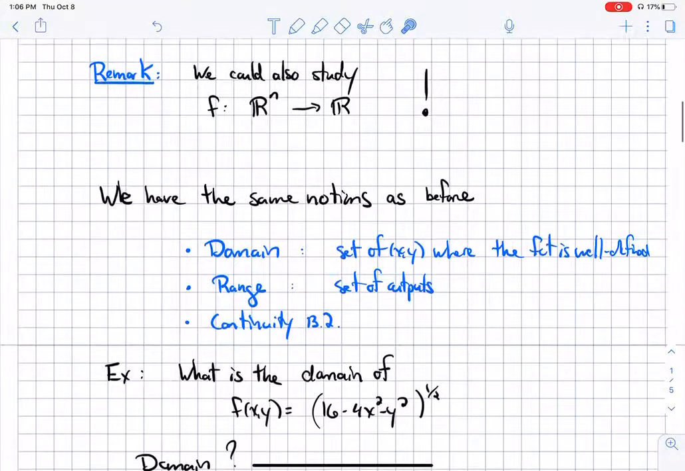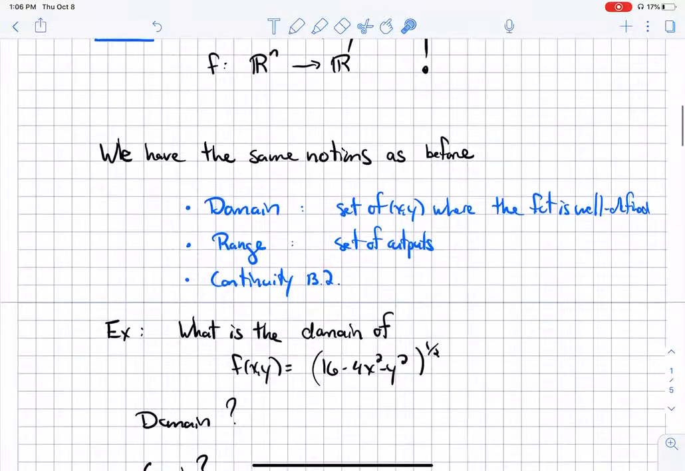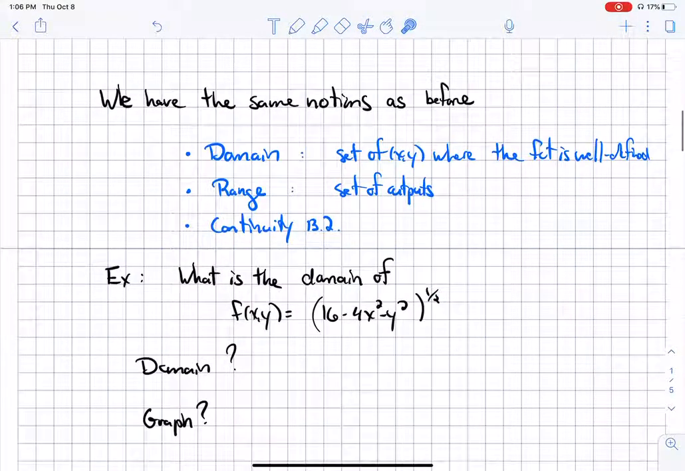So let's do an example. What is the domain of this function? This function is the square root of 16 minus 4x squared minus y squared. This is the usual question you get in calculus 1, except we have two inputs here. I have a square root, so you have to look for quotients and square roots, where some functions are not well defined. In the real numbers, the square root is not well defined for negatives. So I want what's inside the square root to be nonnegative. We want 16 minus 4x squared minus y squared to be greater than or equal to 0.